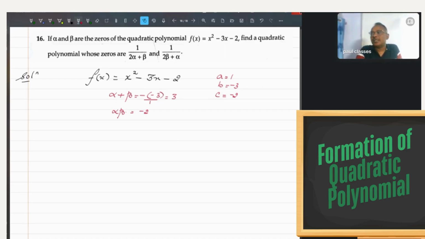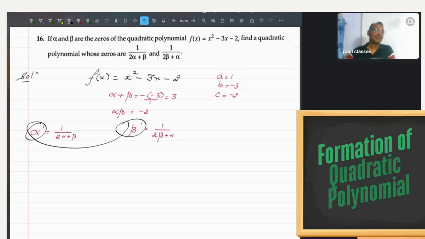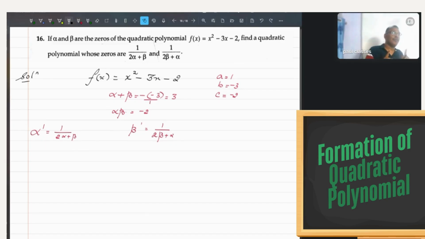Now the question comes here. I need to form a quadratic polynomial. I want to find a quadratic polynomial whose zeros are 1 by 2 alpha plus beta and 1 by 2 beta plus alpha. मुझे एक नया क्वाड्रेटिक पॉलिनोमियल फॉर्म करना है जिसके जीरोस अल्फा डैश बीटा डैश हो. बेटा जब भी मुझे नया क्वाड्रेटिक पॉलिनोमियल फॉर्म करवाना है तो I will have to find the sum of roots and product of roots.